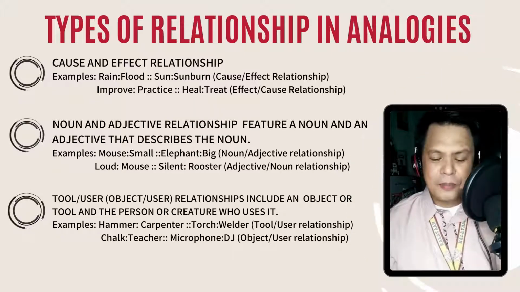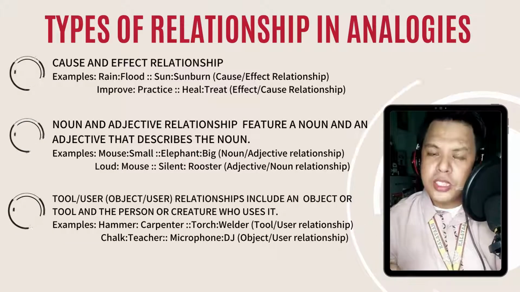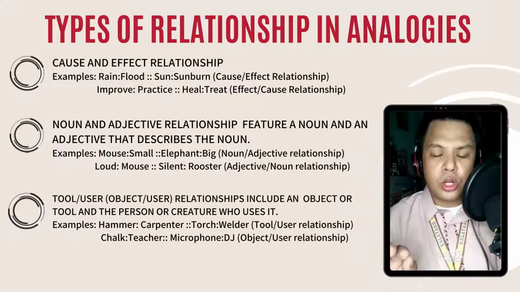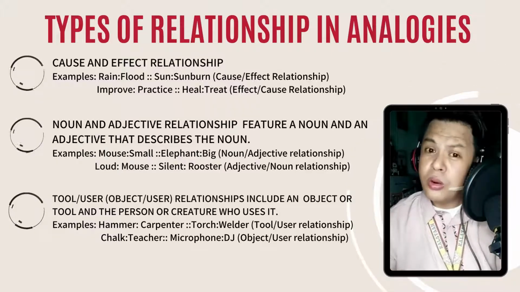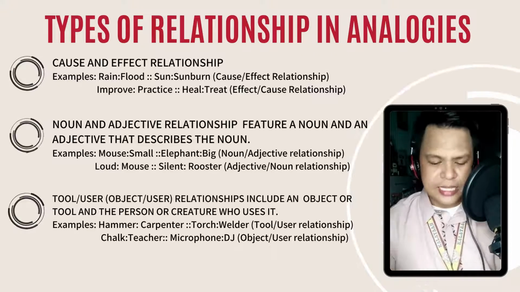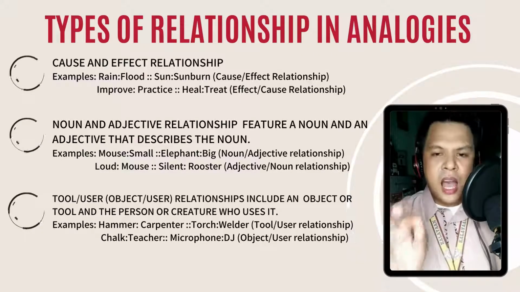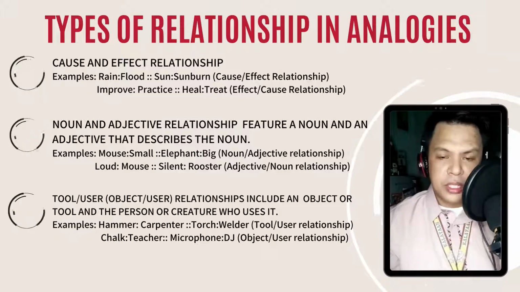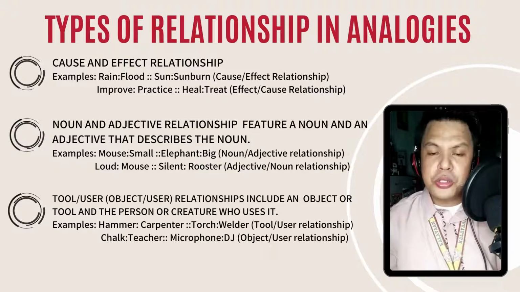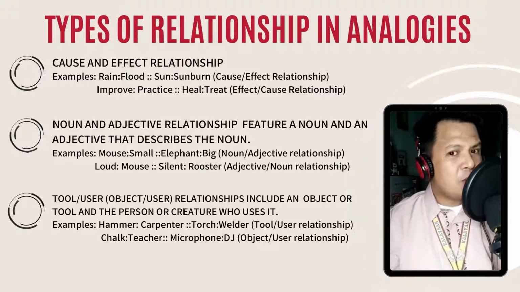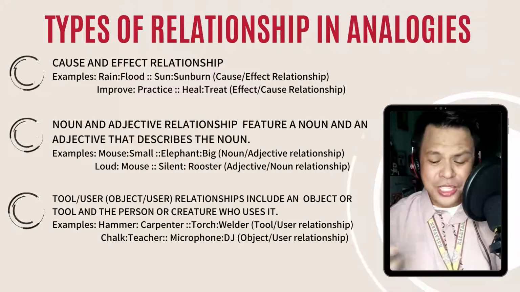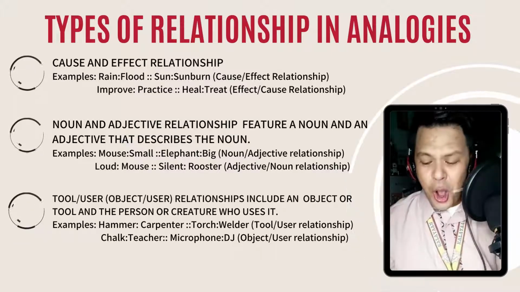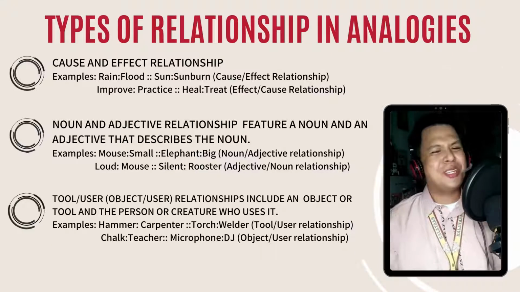The sixth one is tool or user, or object or user relationships. It includes an object or tool and a person or a creature who uses it. For examples, hammer is to carpenter, torch is to welder, and that is tool or user relationship. How about this? Chalk is to teacher, microphone is to DJ, and that is object or user relationship.